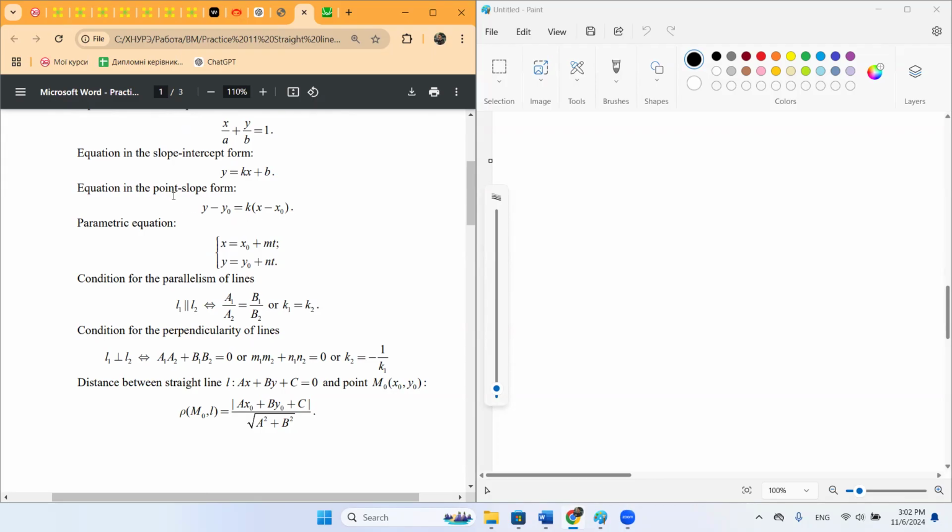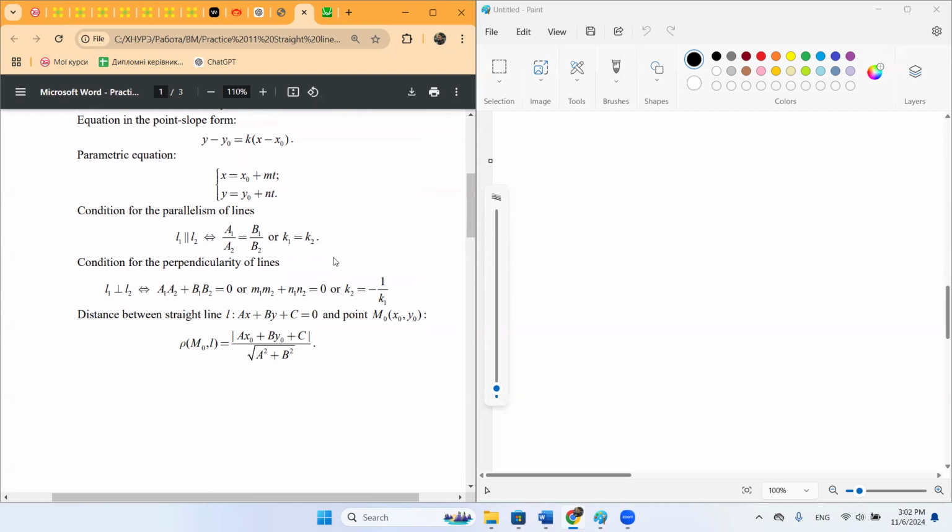Then the equation in the point-slope form, so we can write it when we know the slope and the point that belongs to this line. The parametric equation sometimes is very useful. So the parameter is a real number.